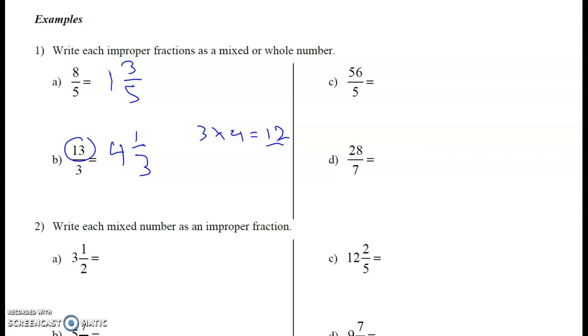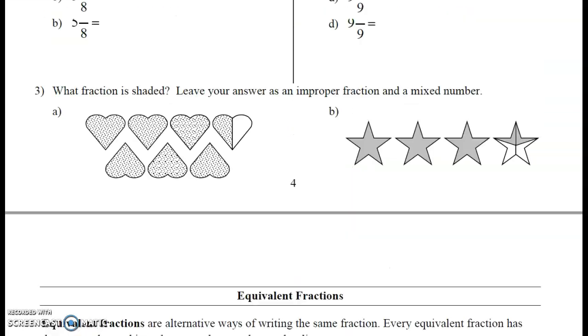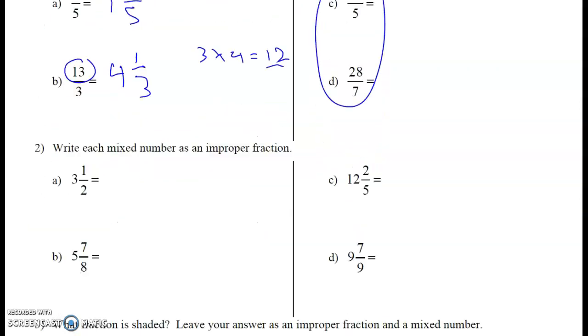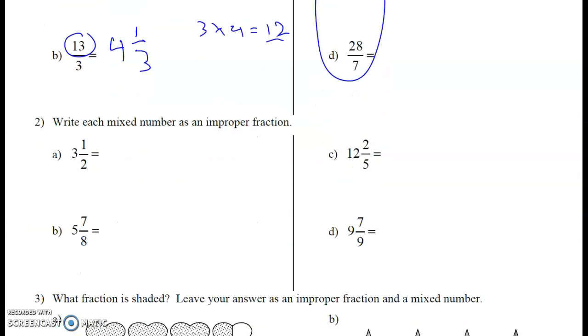Question 2. I'll leave these ones for you to fill out. We've now got to write these as improper fractions, so we're going in the reverse direction. So if I've got 3 1/2, that means I've got 3 wholes and a half. If there are 2 parts in each whole, that would give me 6 parts altogether for 3 wholes, and then the extra 1 will give me 7 out of 2.